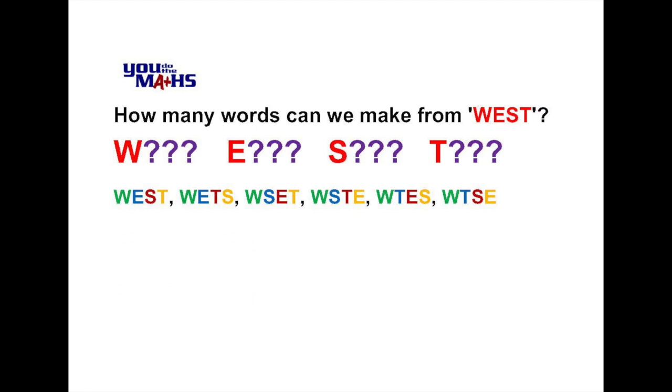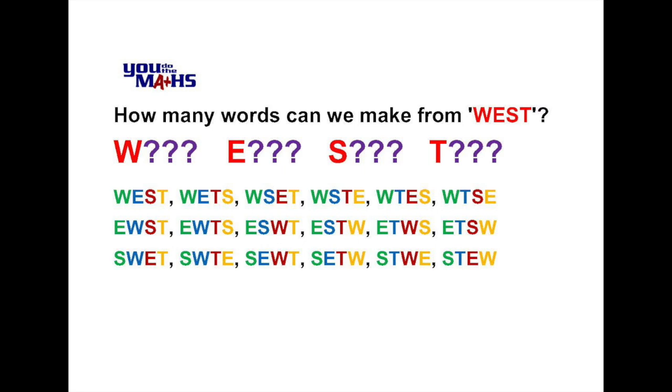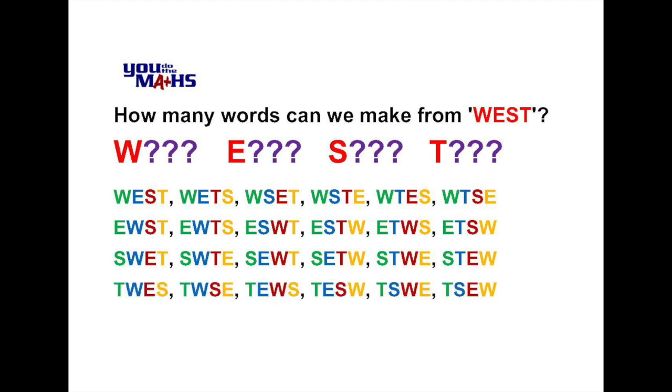And likewise we'll repeat the process with E as the first letter, and look at all the options there. And then S as the first letter, and then T as the first letter. So it might be wise when you're looking through these to stop, have a look and see if you agree with the arrangements and how it's been done.